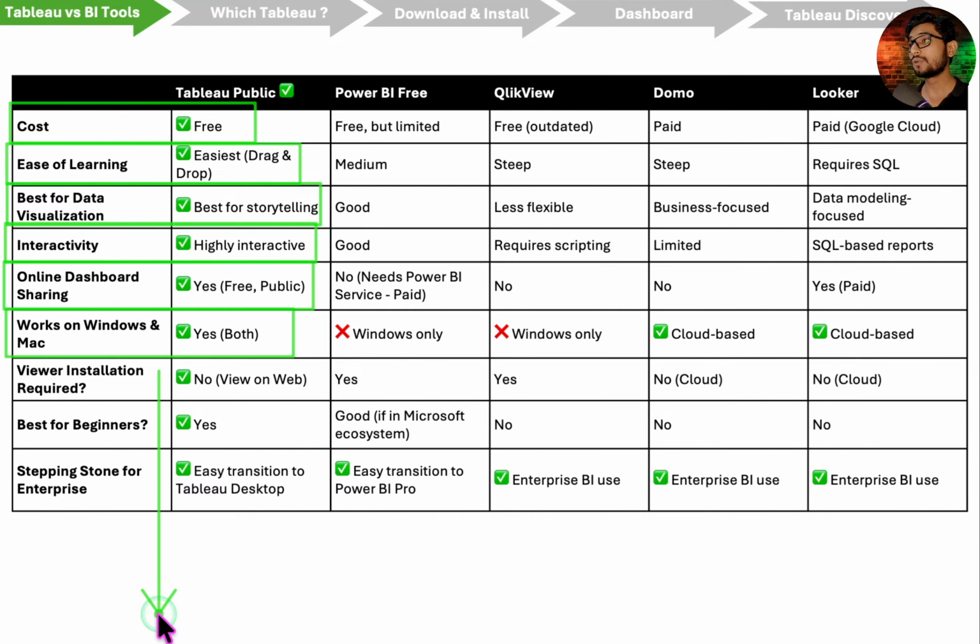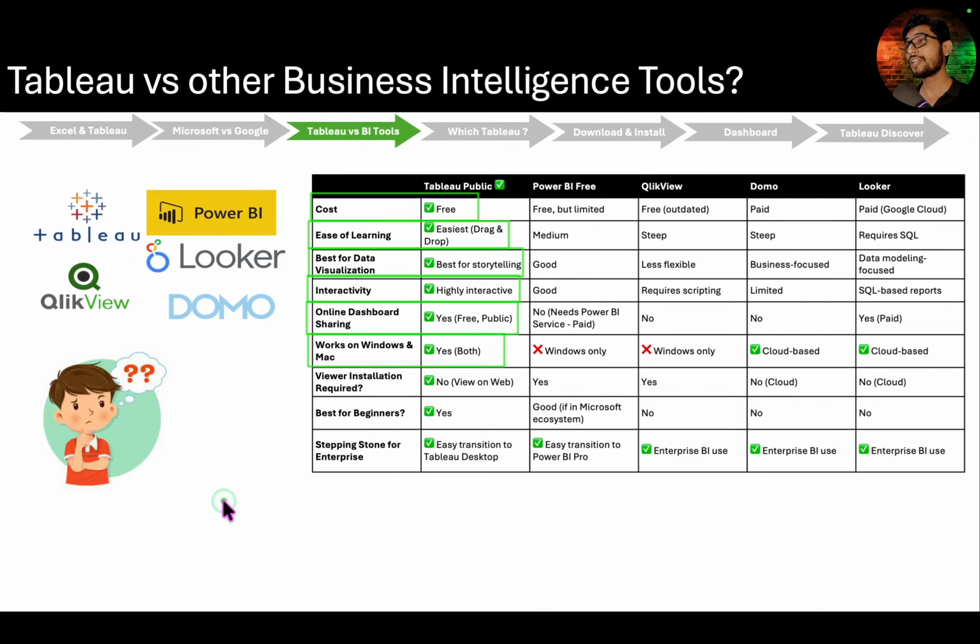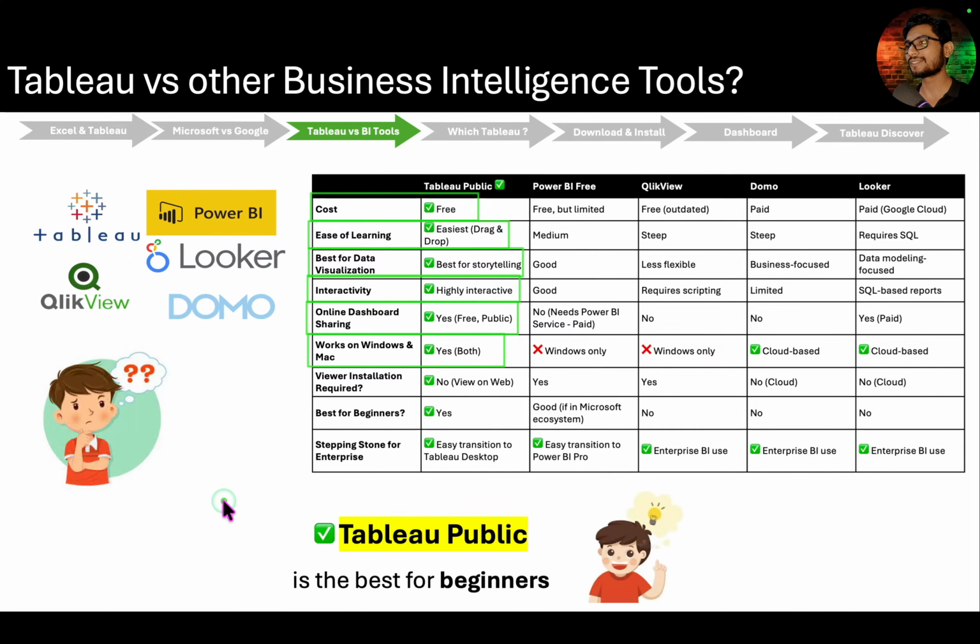So take your time to go through this table if you're hearing these tools for the very first time. So all in all, my final verdict is that Tableau Public is the best choice for beginners. Now that we have settled the debate between Tableau and other business intelligence or BI tools, let's explore the 2 popular versions of Tableau available to us.